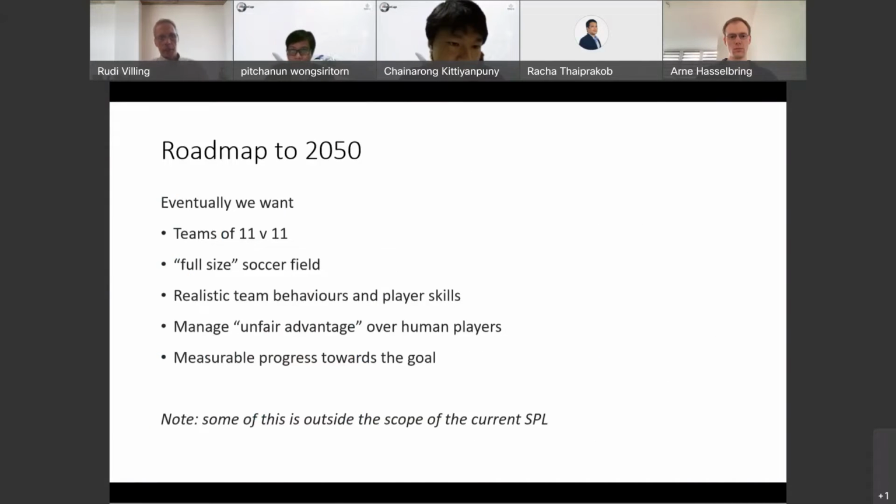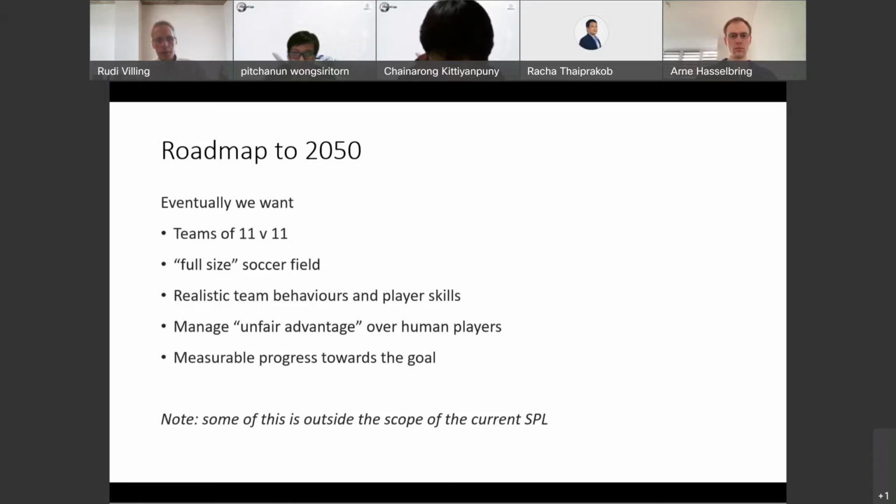So briefly then, to wrap up over the next few slides, the roadmap to 2050, we want to increase to teams of 11 versus 11, to increase to a full-size soccer pitch. We want realistic team behaviors and player skills. We want to manage the unfair advantage that robots may have over human players and make sure that we make measurable progress towards the goal.